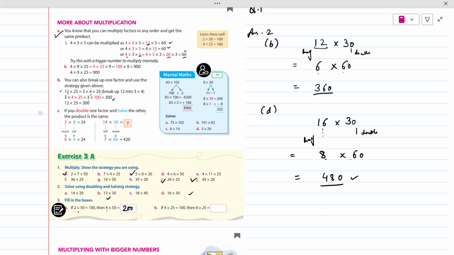Okay. See, we are multiplying by 50. It is same in both the cases. In the first part we have 2 and in the second part we have 4, which is double of 2. That means the answer will also be double.